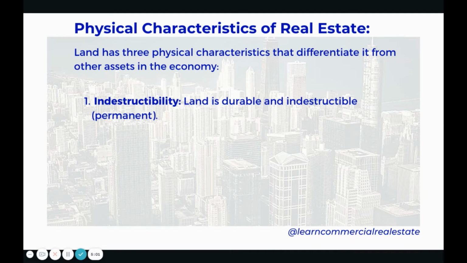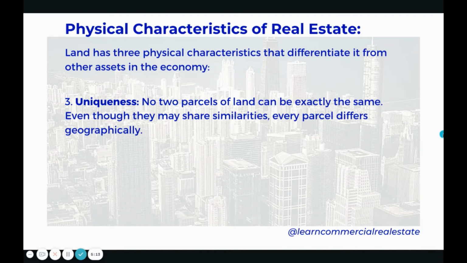Physical characteristics of real estate, number two: indestructibility. Land is durable and indestructible. It is permanent. I know that says one, it's supposed to say two. Sometimes we make mistakes around here.